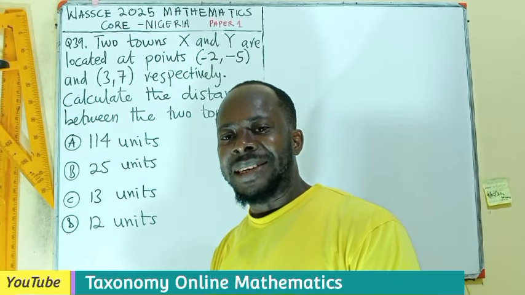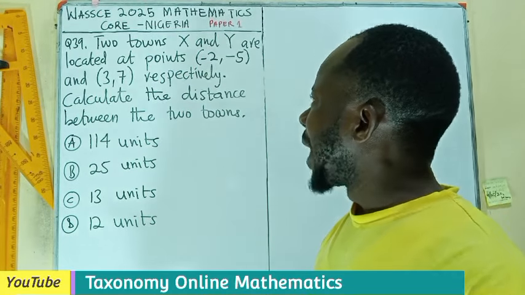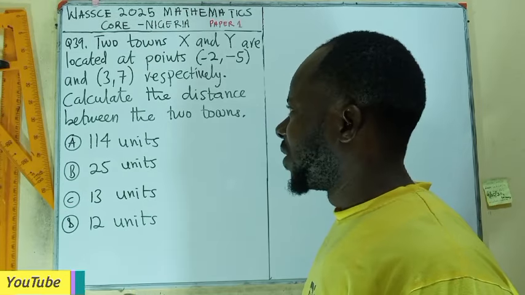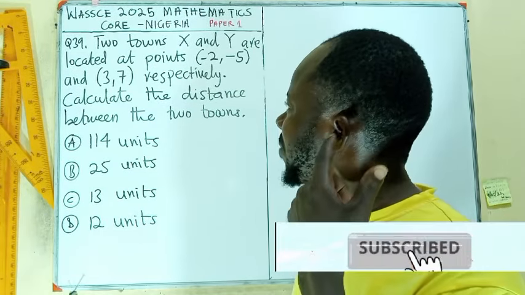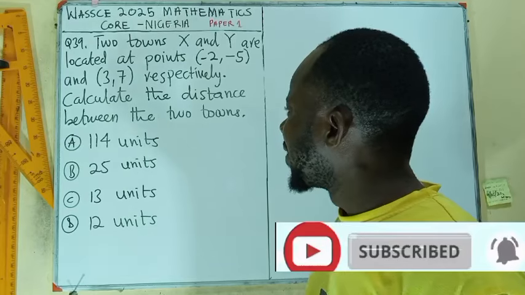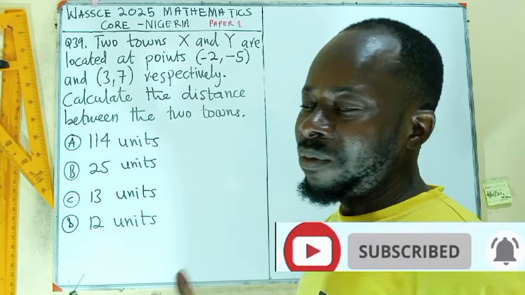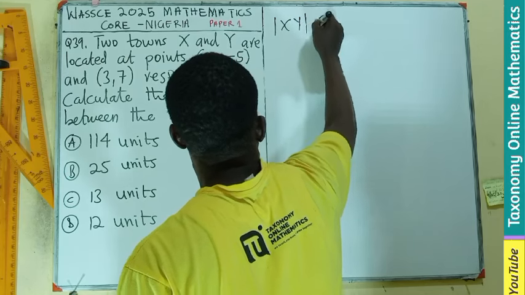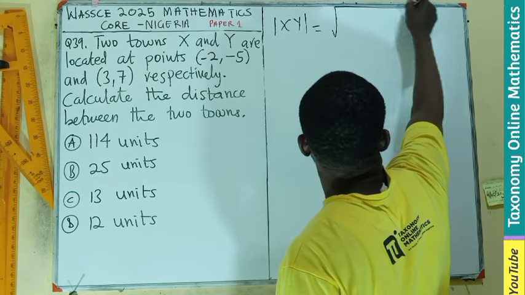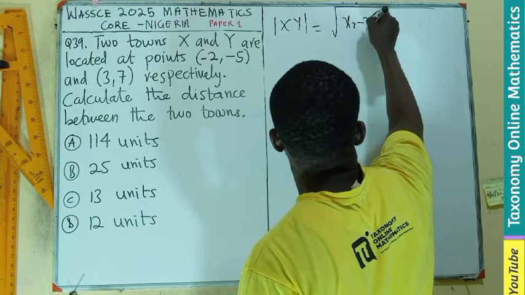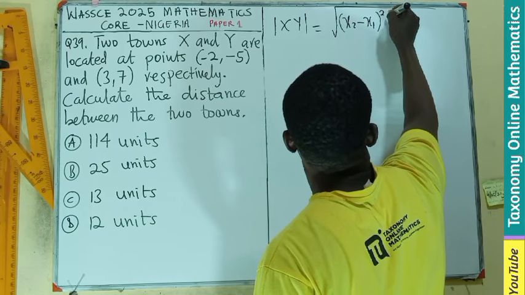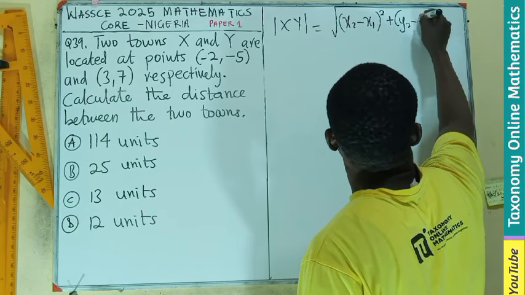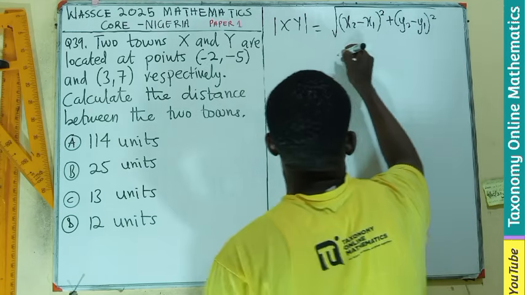Hello, question 39. Two towns X and Y are located at the points (-2, -5) and (3, 7) respectively. We are to calculate the distance between the two towns. In finding the distance, remember that it is just like finding the magnitude between the 2 points, which is (x2 minus x1) all squared, then we have (y2 minus y1) all squared.